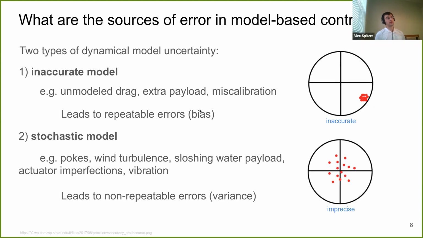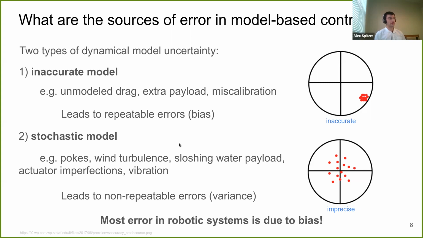The second type is a stochastic model, and this results in variance in your output. These are unpredictable things, like if somebody pokes your robot randomly, or if there's turbulent wind, or a robot carrying a bucket of water. Those types of disturbances are very unpredictable, and this leads to errors that are, I would say, more difficult to correct. I should say that this is not a clear divide. There are some things that you may treat as unpredictable that you could predict, but it's just too difficult. For example, you can run a fluid simulation to compute the way the water is going to affect the dynamics, but in practice that's usually way too difficult.